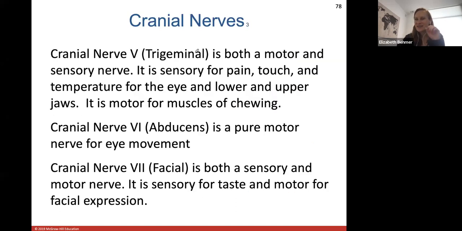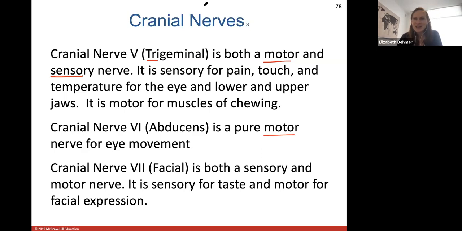Cranial nerve number 5, this is your trigeminal nerve. It's a really large nerve because it will actually have 3 branches. That's why we call it the trigeminal nerve. It will have both a motor and a sensory function. It'll be sensory for all pain, touch, and temperature of the eye and lower and upper jaws, and it will have motor innervation going out to control your muscles of chewing, like your masseter, temporalis, and pterygoid muscles. Cranial nerve number 6, the abducens, is a pure motor nerve. It will control one of your eye muscles.